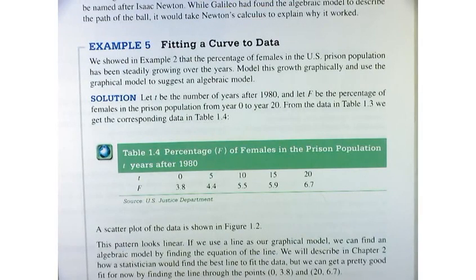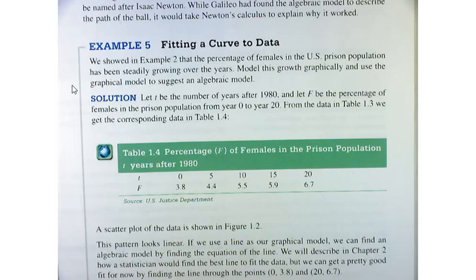So the next thing that we want to do for example number 5 is we're going to fit curves to data. So we showed in example number 2 that the percentage of females in the U.S. prison population has been steadily growing over the years. Model this growth graphically by using a graphical model and then suggest an algebraic model.